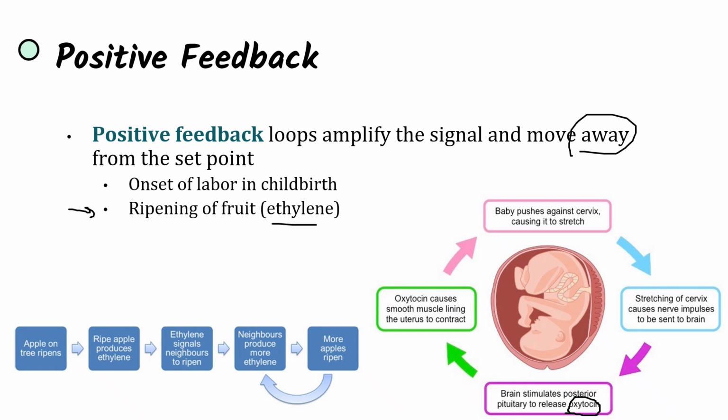And this is, of course, another example of paracrine signaling, where we're communicating to these nearby cells to continue ripening and performing this positive feedback loop.